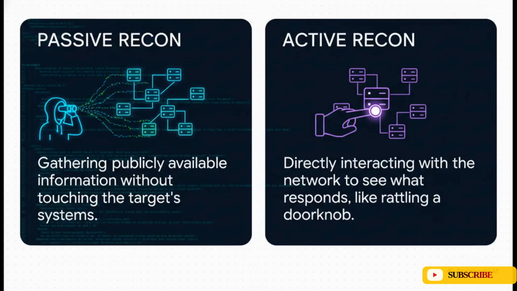Now, this recon stuff kind of splits into two main flavors. First, you've got passive recon. This is like using binoculars from a mile away. You're just gathering public info, stuff on Google, social media, whatever, without actually touching the target. Then there's active recon. This is where you walk right up to the building and start rattling the doorknobs to see which ones are unlocked. You are directly poking the network to see how it responds.